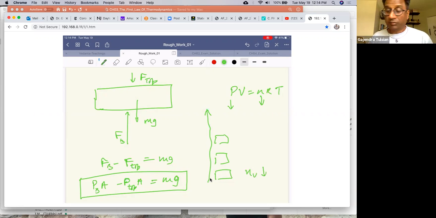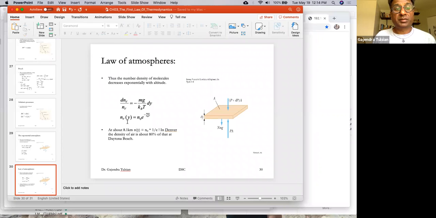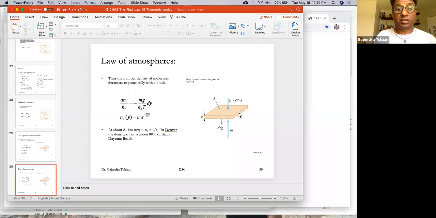Okay, there are fewer and fewer molecules in a given volume, and it decreases exponentially. By the way, we look at the distribution of the molecules in the atmosphere assuming constant temperature. That's the simplifying assumption. The temperature, of course, is not constant, but that's what we'll assume. And so the number density decreases exponentially. It's n naught e to the power of minus mgy over kBT.